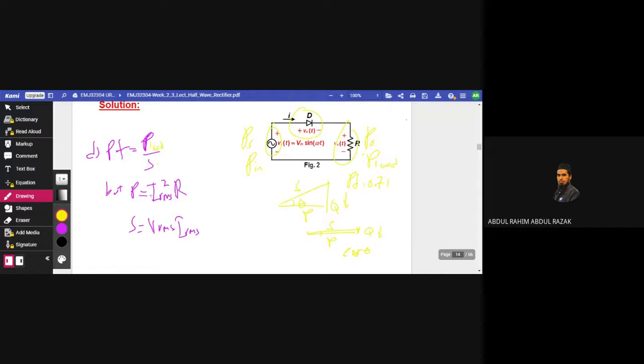P, which we measure here, is equal to IRMS squared times R. That is, the IRMS which flows into the load, times the resistive value of the load. Meanwhile, the power supplied by the source is the voltage V across the load times the current that flows into the circuit, all in RMS.